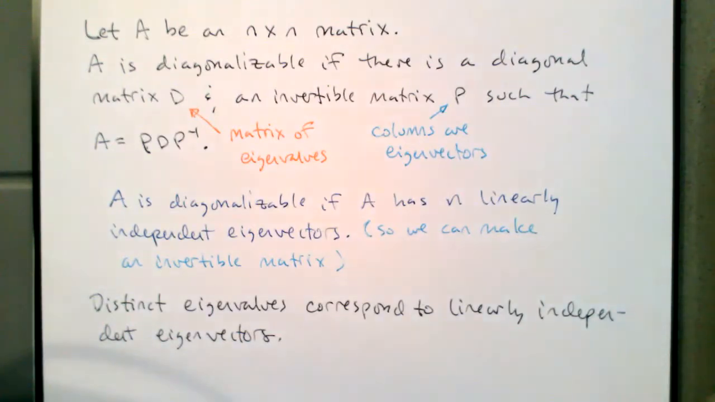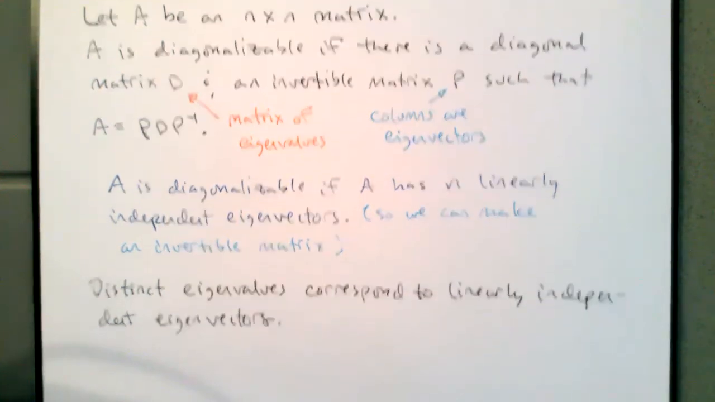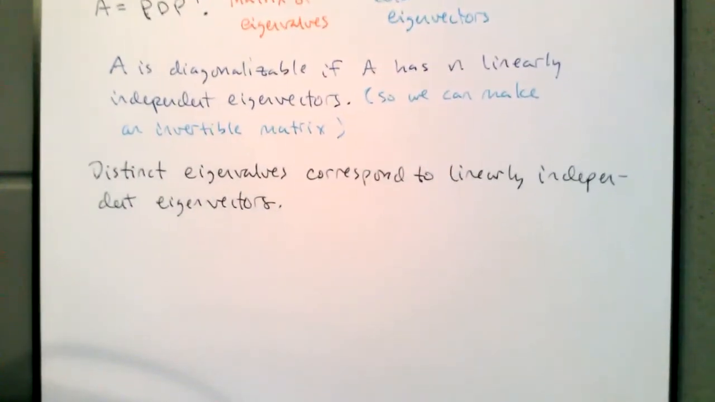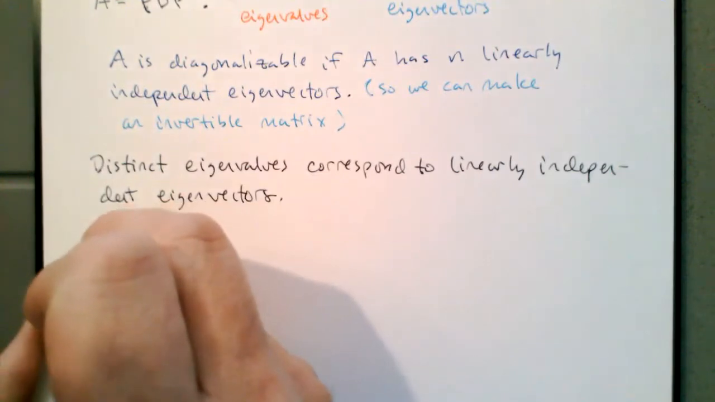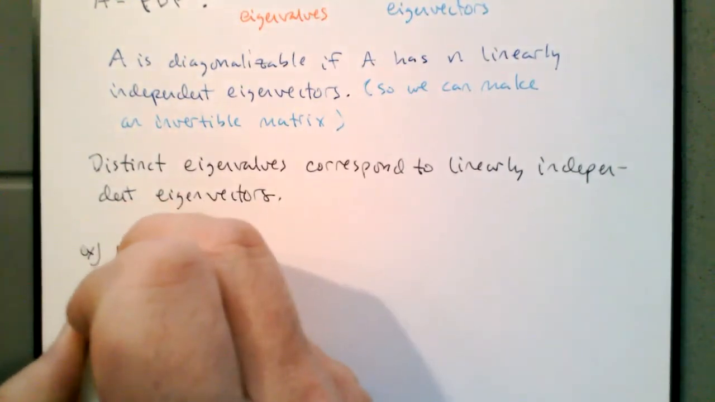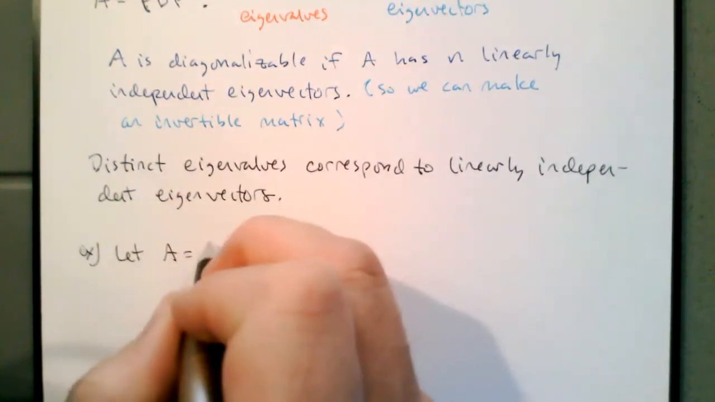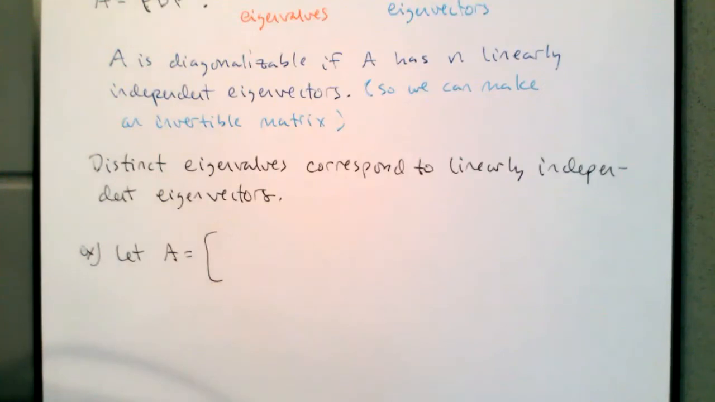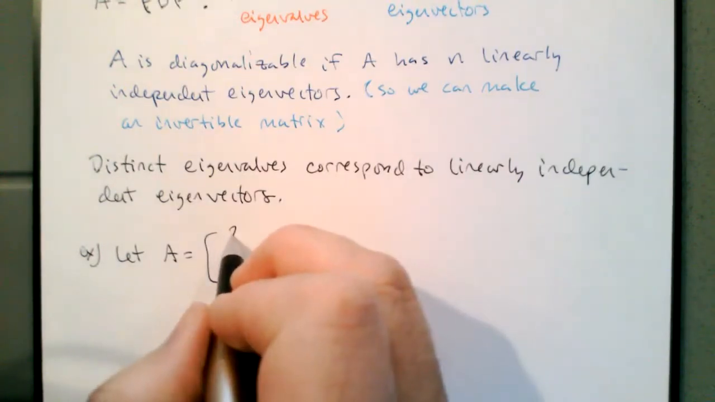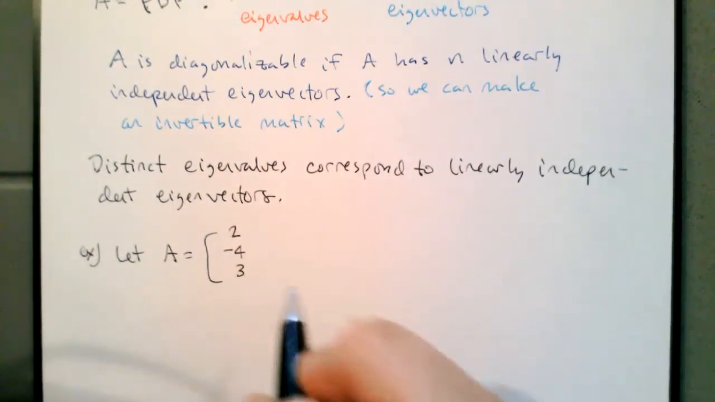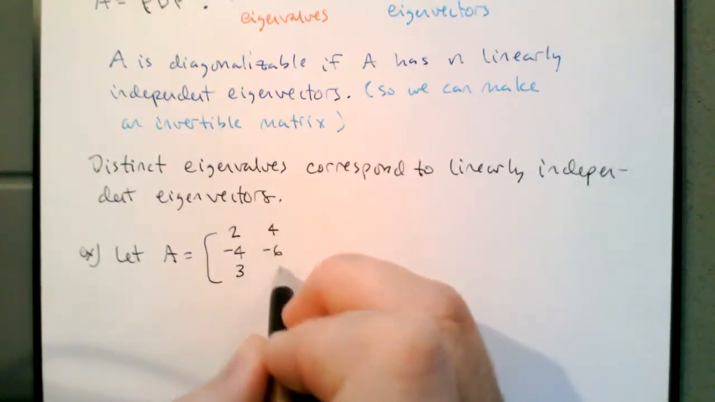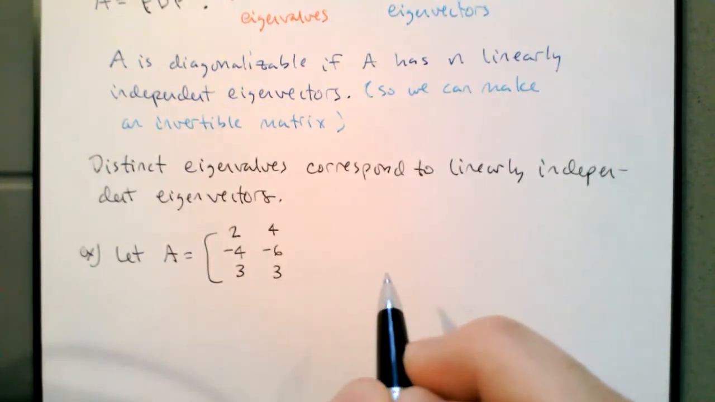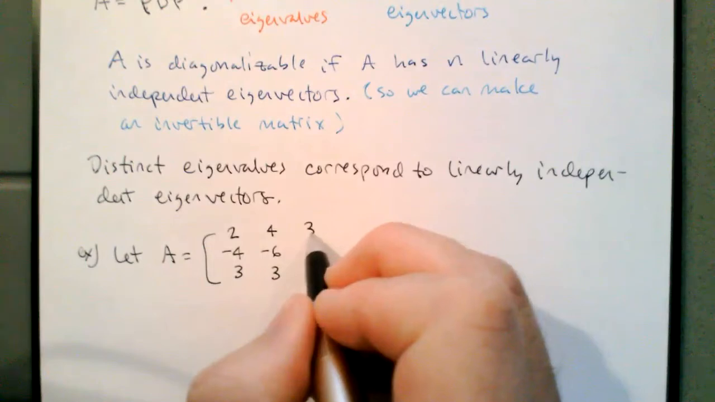Let's look at an example. We're going to be given the eigenvalues. So A is going to be the matrix 2, -4, 3, 4, -6, 3, 3, -3, 1.